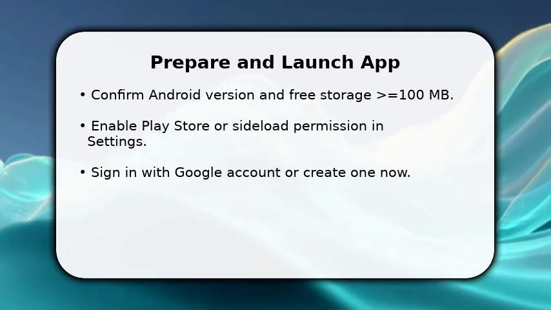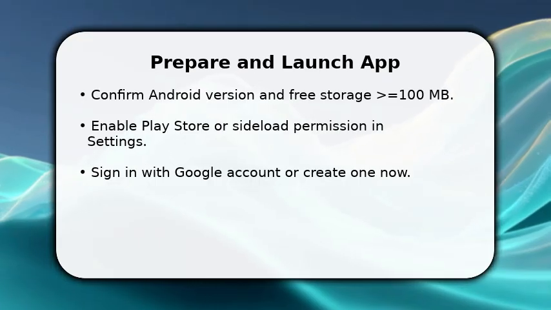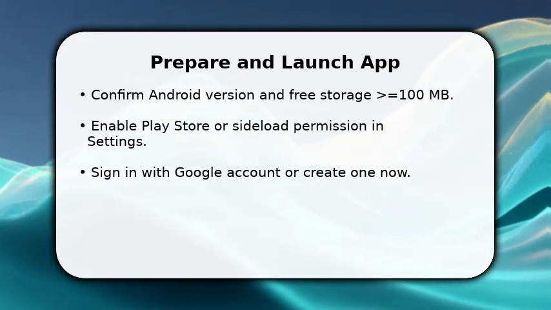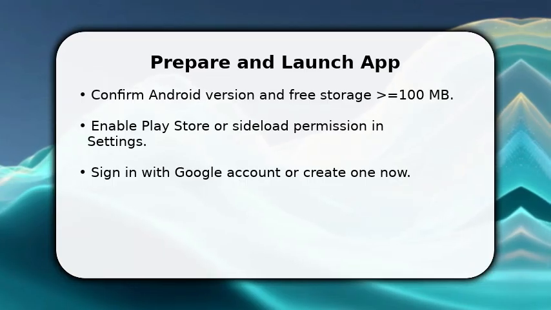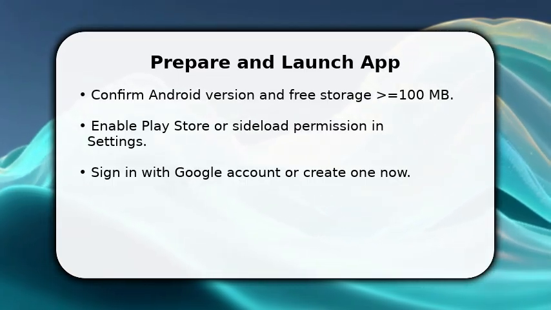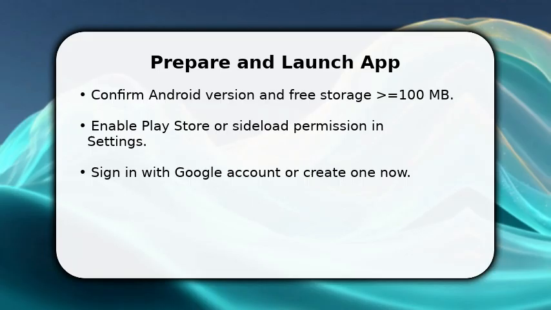You start by preparing the essentials. Check your Android version and free storage because apps need room to run. Once done, enable Play Store or allow installation from unknown sources if sideloading. This lets the app install.